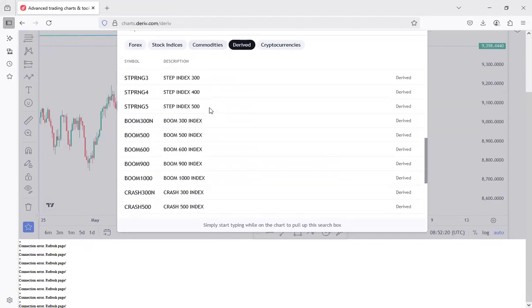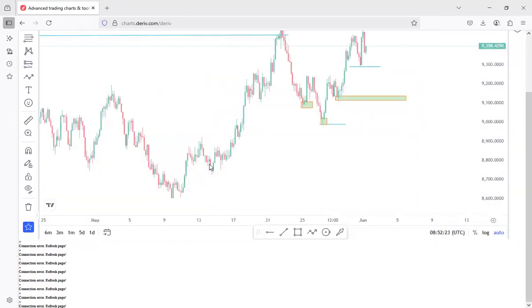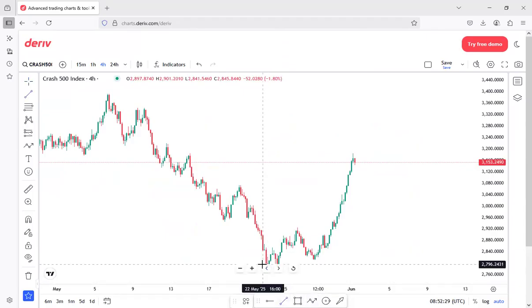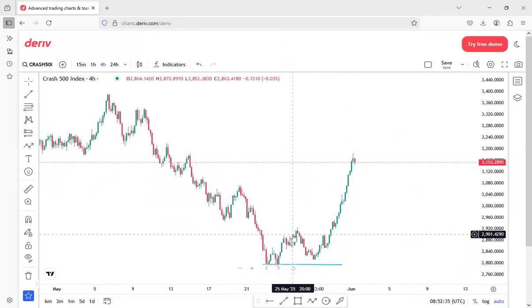Let's go and see what Crash is actually doing there. Crash 500 is just buying. You notice price created an equal low here, and then a breakout, a retrace, and then it shot up again to take out this high.